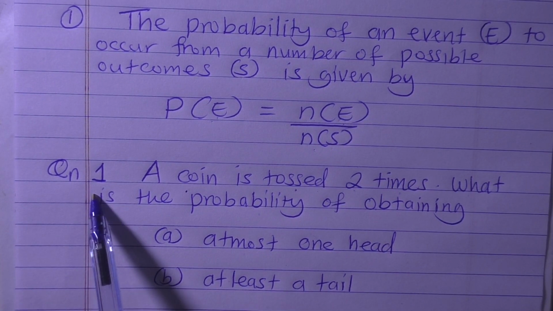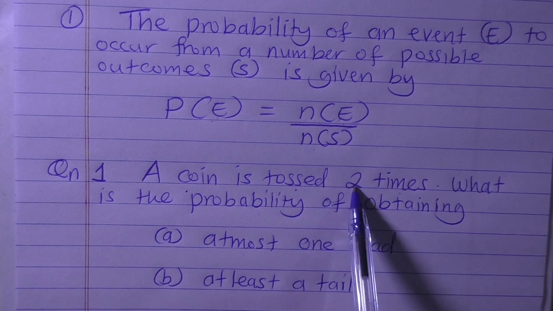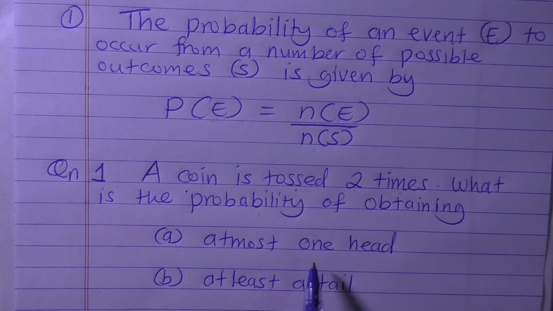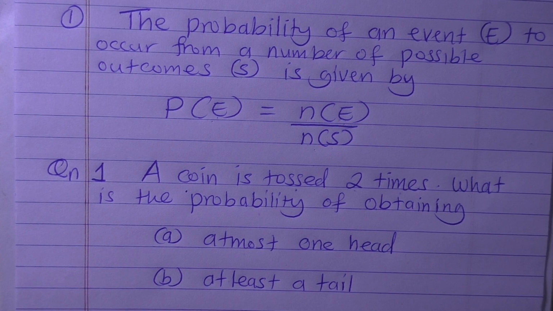Our question 1 says a coin is tossed 2 times. What is the probability of obtaining at most one head and at least a tail? So these are two words that we must carefully note and consider when working out numbers on probability. So let us look at how we generate the sample space for the coin that is tossed twice.